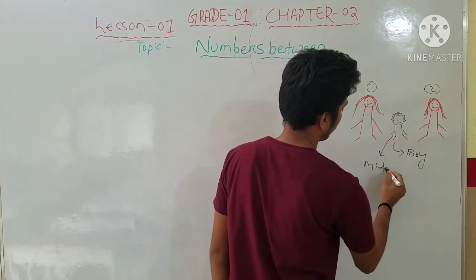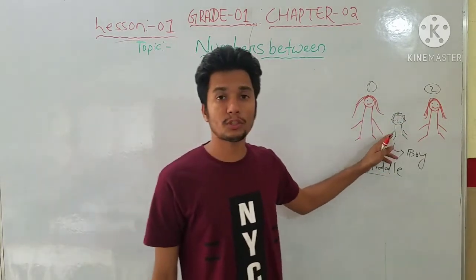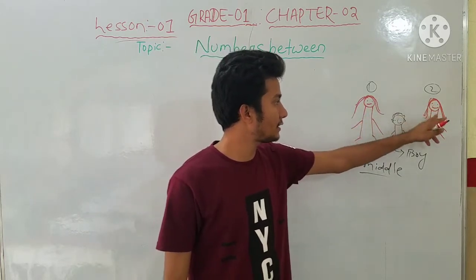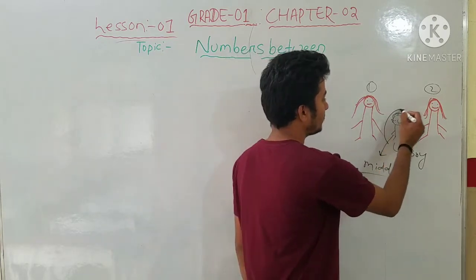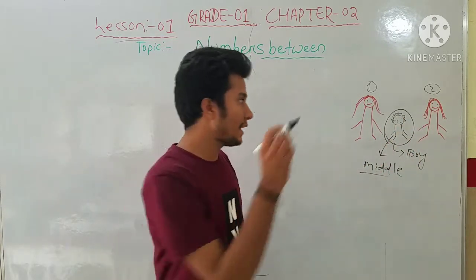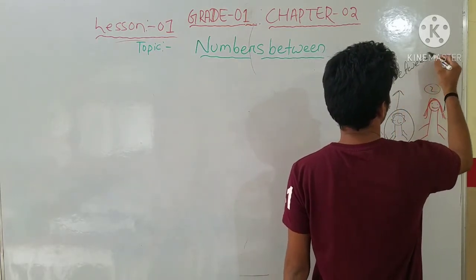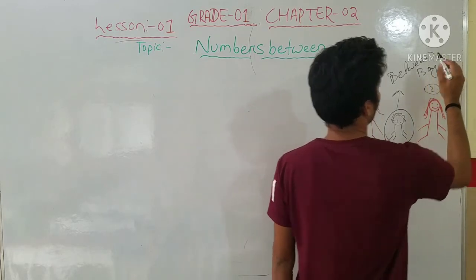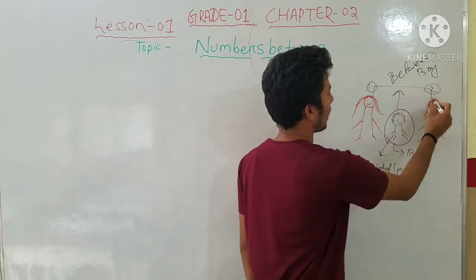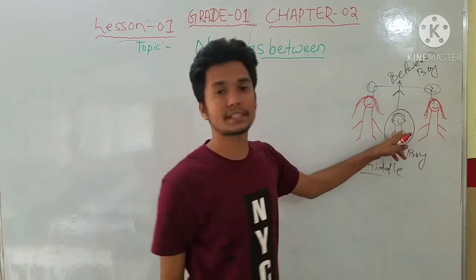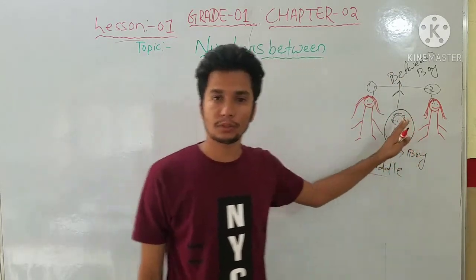Who is standing in the middle of the two girls? Observe very carefully. There is one girl and there is one girl. In between the two girls, one boy is standing. That is called middle, and that middle boy is called the between boy. Understood, students? Between two girls, a boy is standing, and we can say between numbers or between boys.